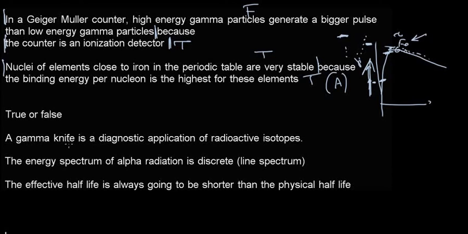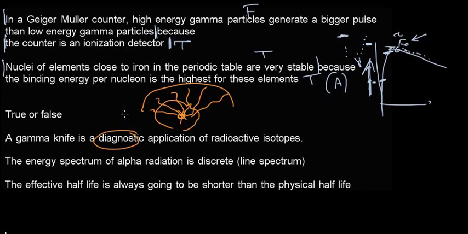Let's take them out. A gamma knife is a diagnostic application of radioactive isotopes. When you're thinking about it, if I have someone lying here, this is someone's head, and there's a gamma knife around it, radiating gamma rays into an incident intersection, really what it is doing is irradiating a tumor or some sort of tissue. And this is not really diagnostic. I'm not trying to see what's going on. I'm trying to take care of it. This is a therapeutic application of radioactive isotopes using cobalt. So this would be false. It's not diagnostic. Not true.